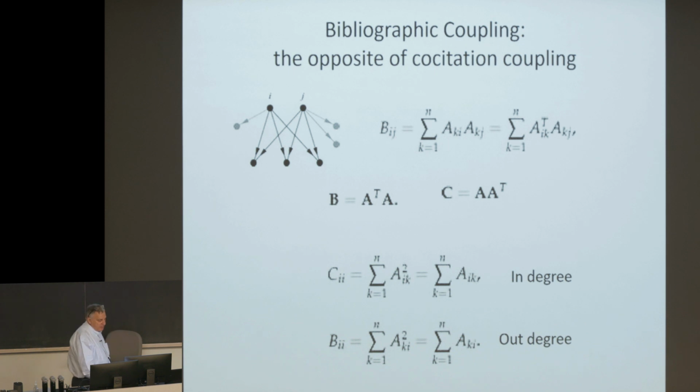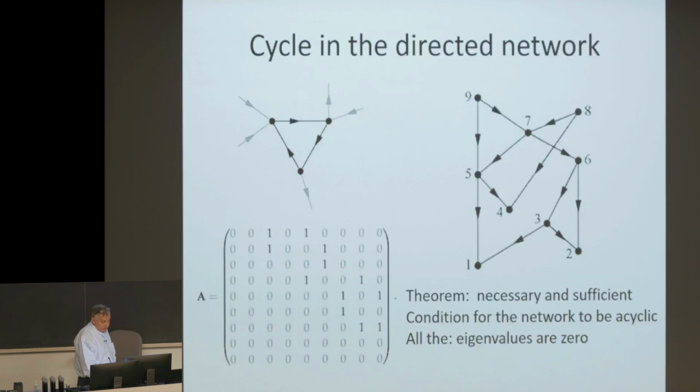So, and the bibliographic coupling is just the opposite. So basically, instead of counting how many common papers are citing these two papers, you can count how many common papers these papers are citing. So it's just the same combination, but you see, if here it's A times A transposed, here it's A transposed times A. And you can also compute the in-degree and out-degree using these matrices.